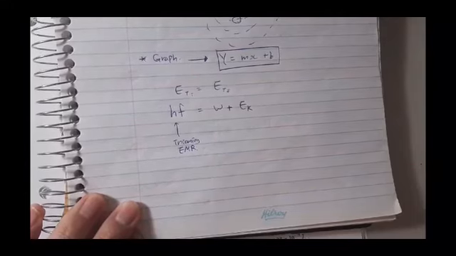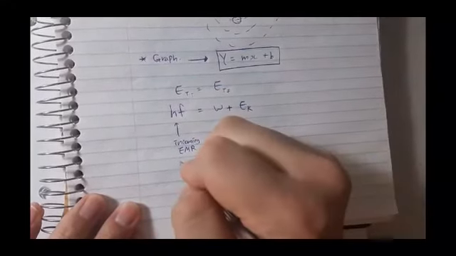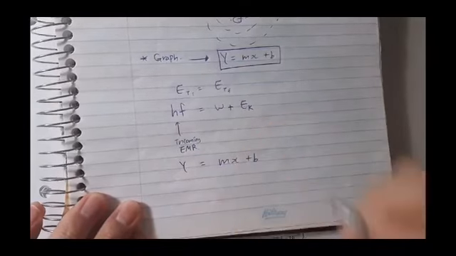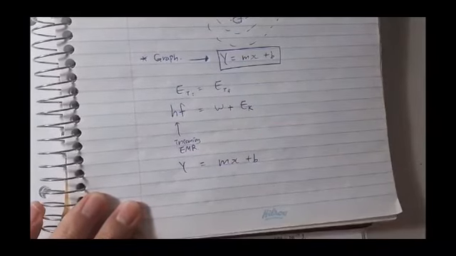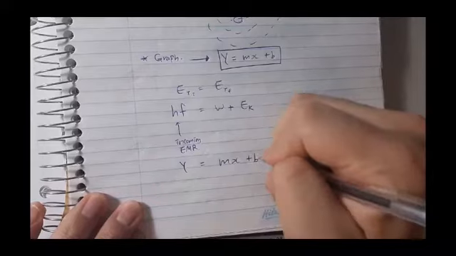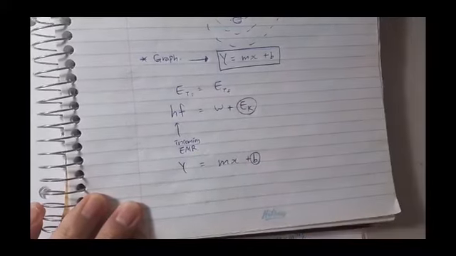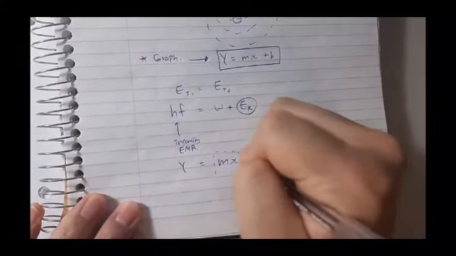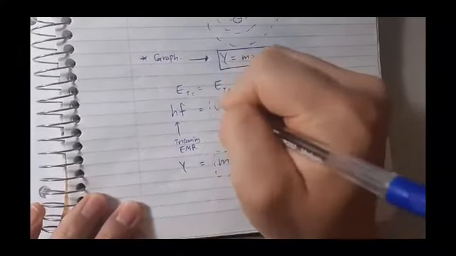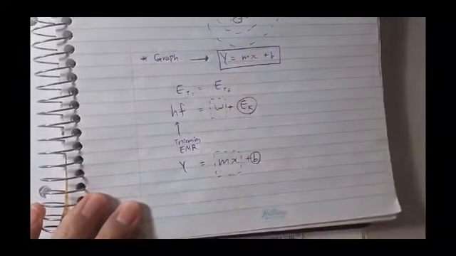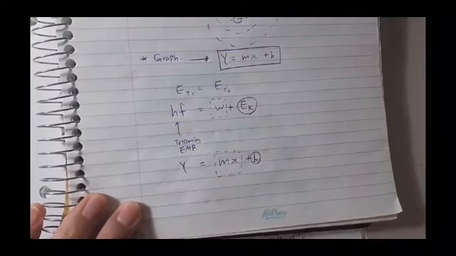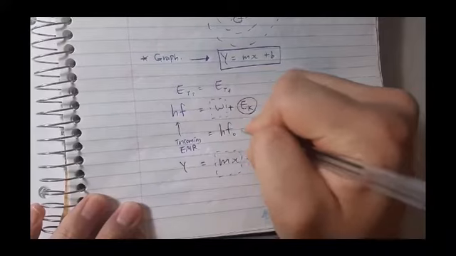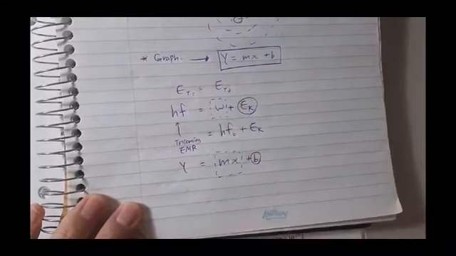Now, as you may notice, this closely resembles y equals mx plus b. For instance, b is equivalent to my kinetic energy, and my mx should be equivalent to my W. So far you may notice that there's no resemblance, but if you substitute some of the formulas that we know, this is what we get.